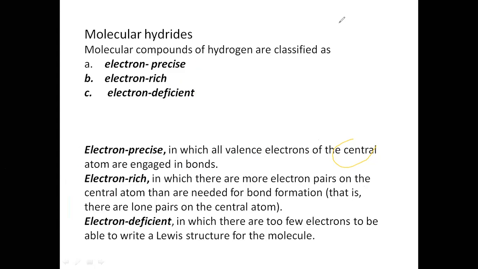Next point: what is the meaning of electron rich hydride? It is a hydride in which there are more electron pairs on the central atom than are needed for bond formation. That is, there are lone pairs on the central atom. If there is a lone pair on the central atom, such hydrides are called electron rich. For example, you see water.